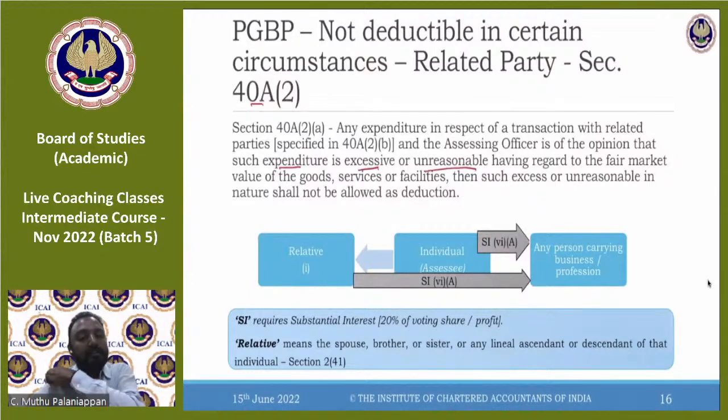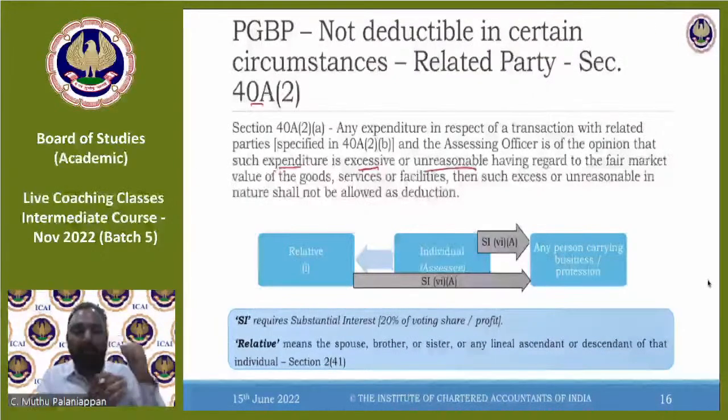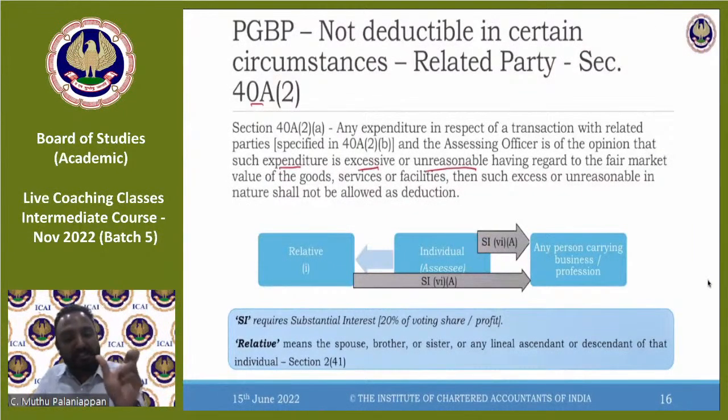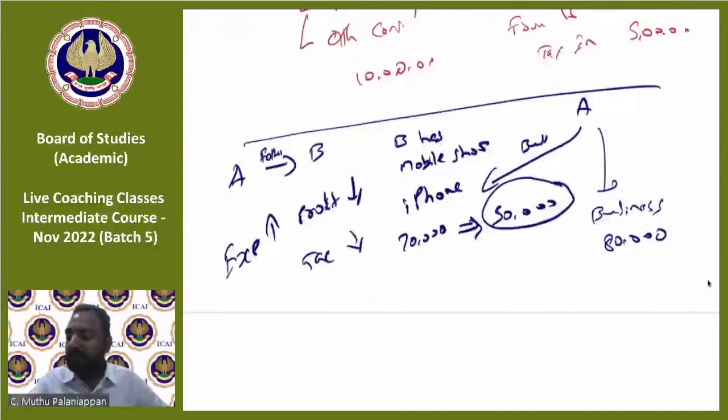What do you mean by unreasonable? It is beyond the market price. So if you have an expenditure which is excessive or unreasonable, so the fair market value in our example for the iPhone was 70,000. But how much did A pay? He paid 80,000. So this difference will not be allowed as a deduction. So what will be allowed as a deduction? Only 70,000 will be allowed as a deduction.